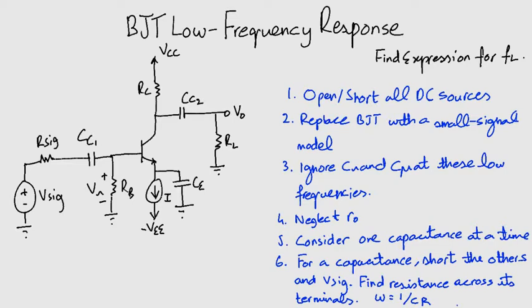Now, once you're done with these steps, we are to consider one capacitance at a time. So, for a chosen capacitance, short the other two capacitances and Vsig, then find the total resistance across its terminals. The cutoff frequency omega for that particular capacitance would be 1 over CR, where C is its capacitance and R is the resistance across its terminals. Simple, right? So let's do it for all three capacitances.